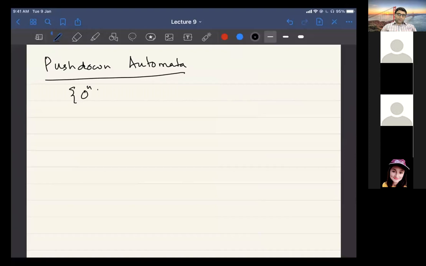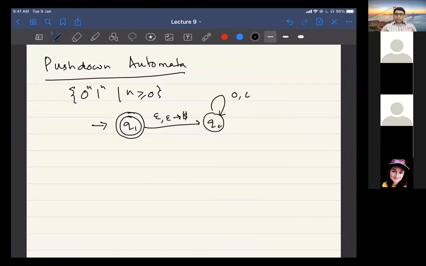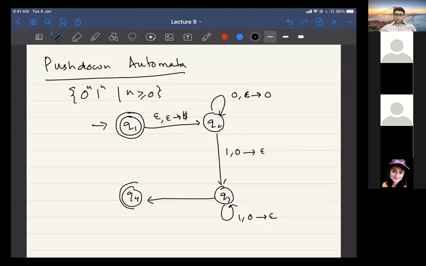The first one was 0^n 1^n, such that n is greater than or equal to 0. And I hope this example was clear for everyone, right? So the underlying pushdown automaton was something like this. We have Q1, which is also the accepting state. And we have epsilon, epsilon, dollar, going to Q2. And we have a loop here which says 0, epsilon, 0. Then 1, 0, epsilon, going to Q3. On Q3, we have a loop which says 1, 0, epsilon. Then we have Q4. It also happens to be the final, accepting state. We have epsilon, dollar, epsilon. So I hope this was clear.